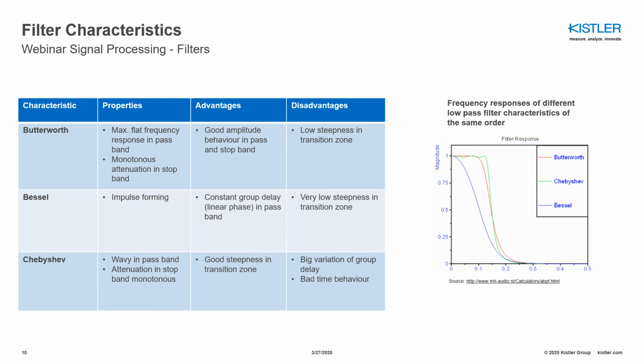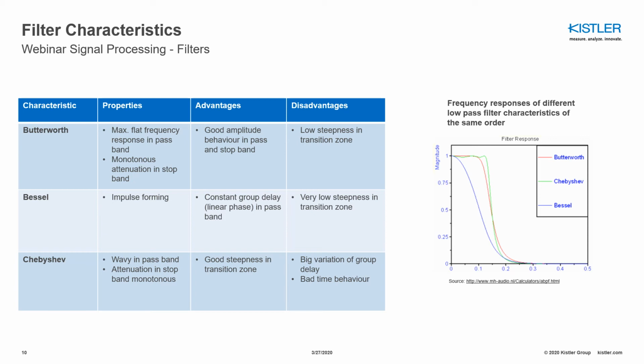The advantage of the Butterworth characteristic is a good amplitude behavior in pass and stopband. However, the disadvantage is quite a low steepness in the transition zone. You can see this if you compare the Butterworth characteristic, which is the red characteristic, with the Chebyshev. The steepness is lower than the Chebyshev characteristic.